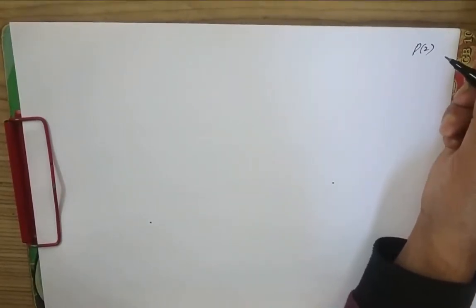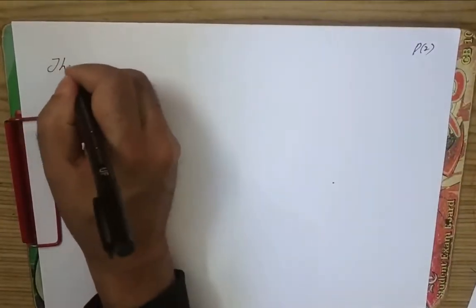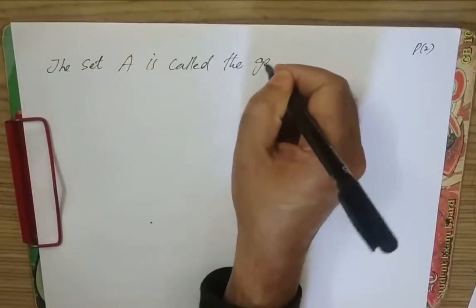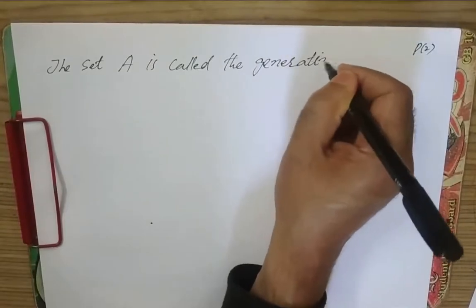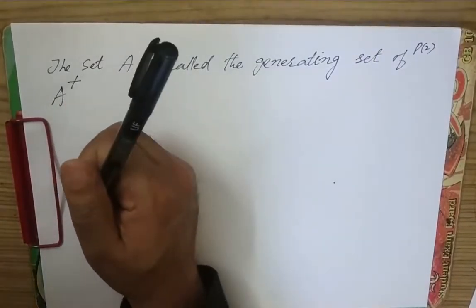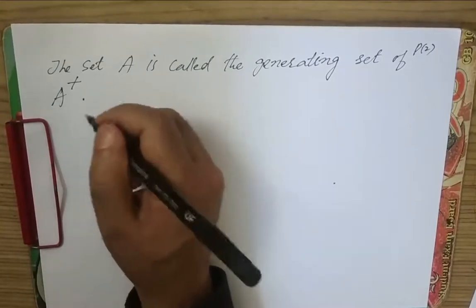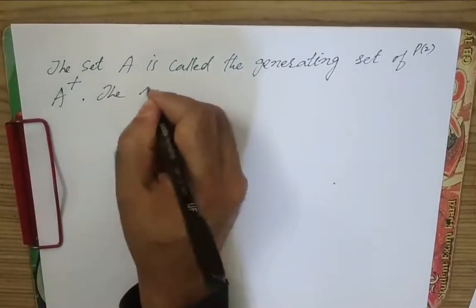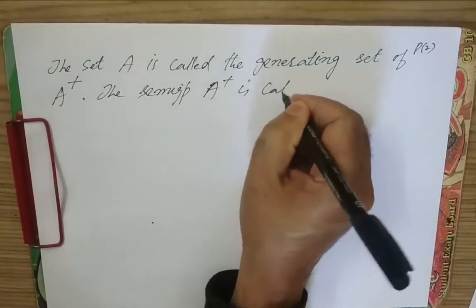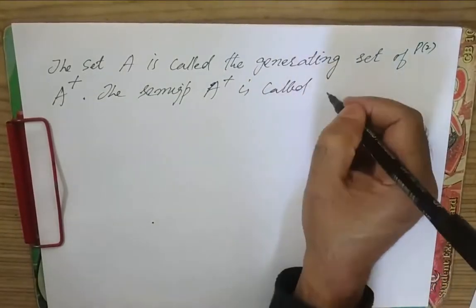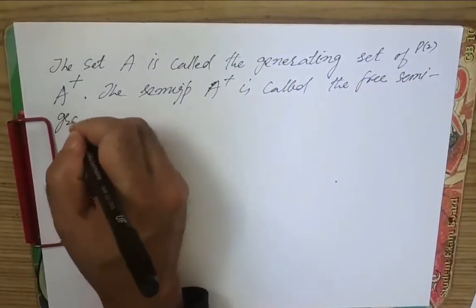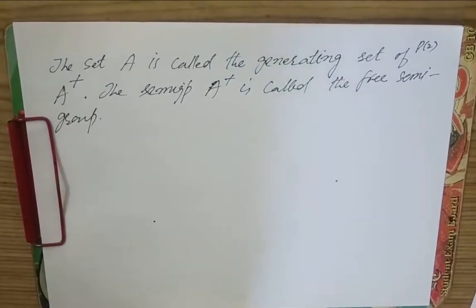And the set A is called the generating set of A plus. The semigroup A plus is called the free semigroup.